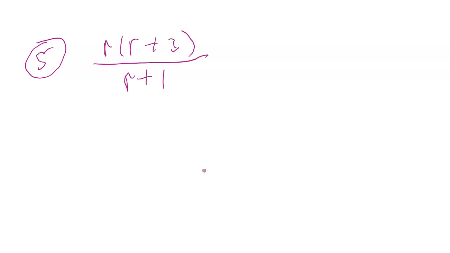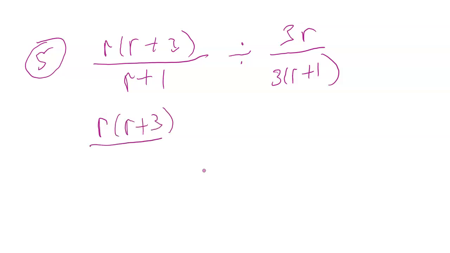Let's see, r times r plus 3 over r plus 1. And I'm going to rewrite the division as divided by 3r over 3r plus 1. Okay, when we divide fractions, we'll multiply by its reciprocal. So I get r times r plus 3 over r plus 1 times. These 3's will go away. They will reduce. And I'm going to multiply by the reciprocal. So r plus 1 and r.